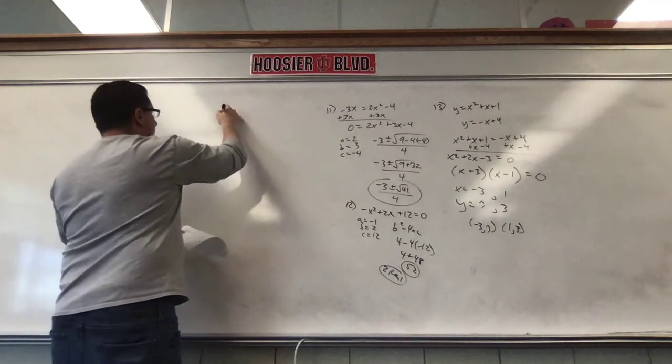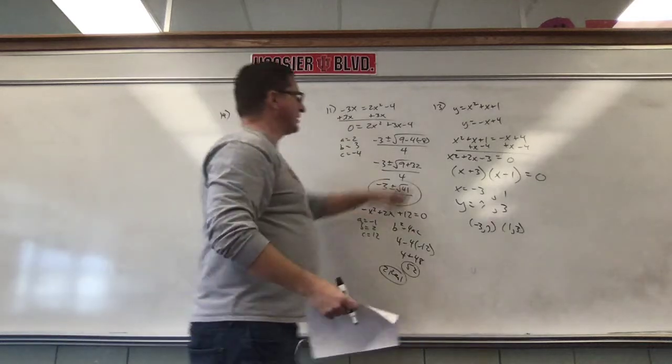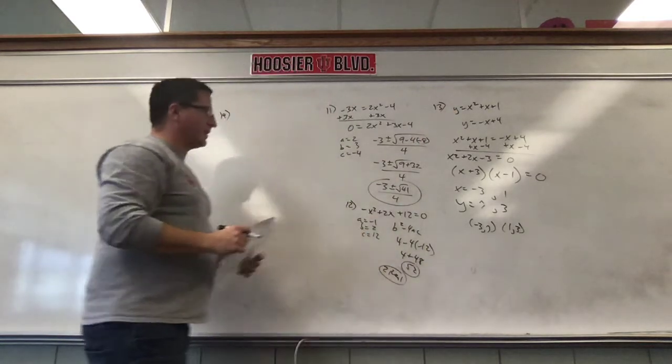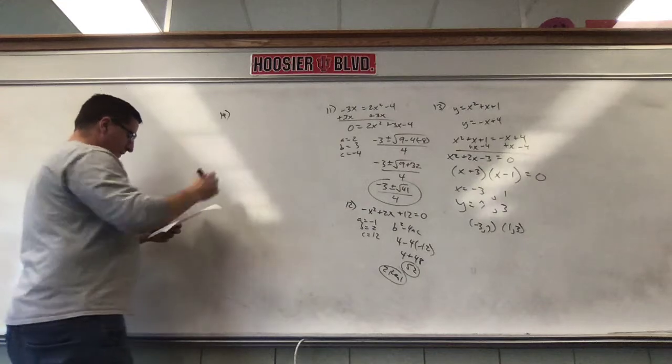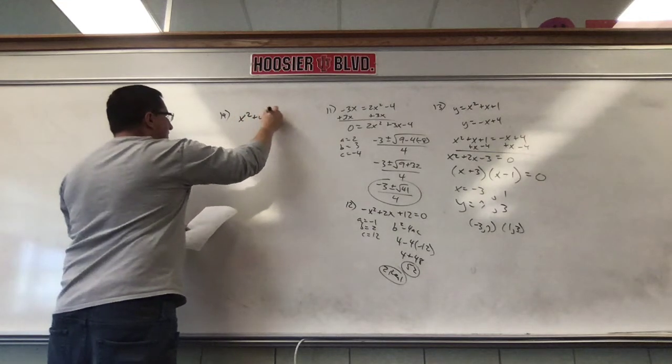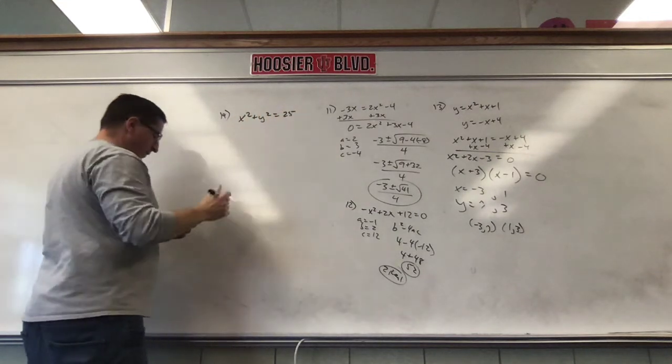Okay, this one's actually a quicker one. And you should know this is the line and this is the parabola. It's the points where the line and the parabola touch. Number 14, this is not a parabola, this is a circle. You don't necessarily have to know that though.